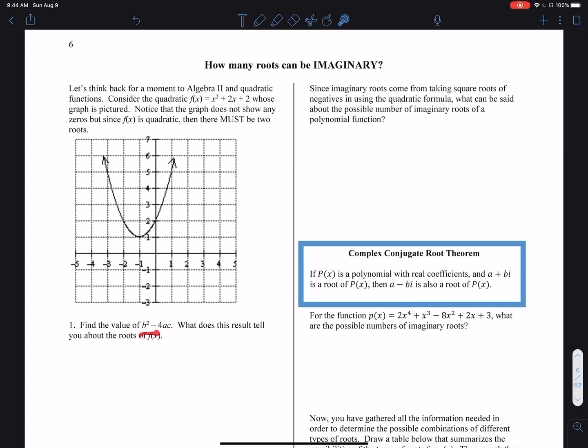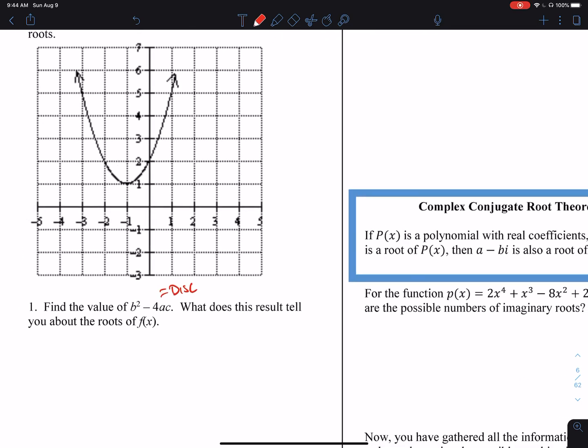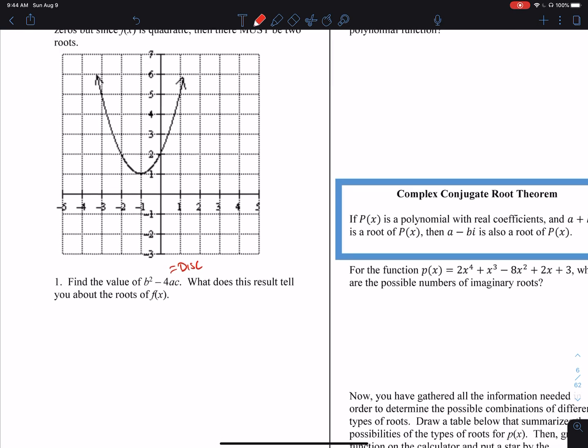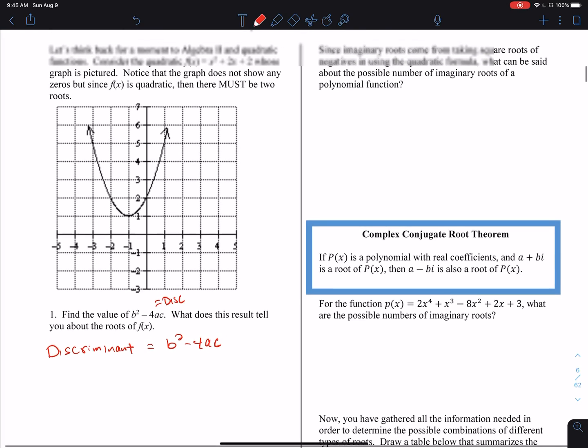Find the value of b squared minus 4ac. If you remember from Algebra 2, this is the discriminant. The discriminant is part of the quadratic formula, which we'll get into in a moment. What does this tell you about the roots of f of x? So the discriminant is b squared minus 4ac.